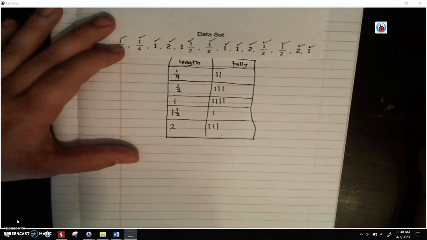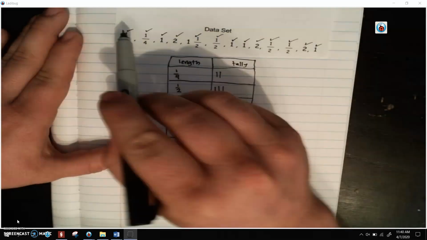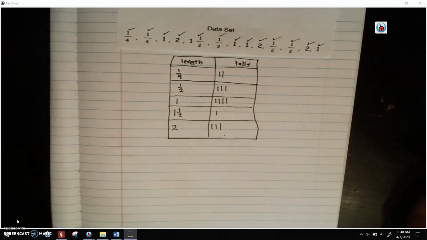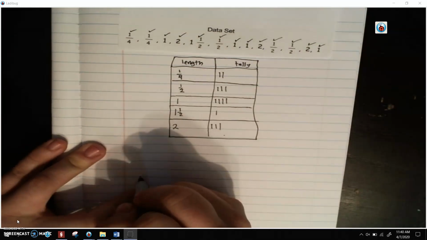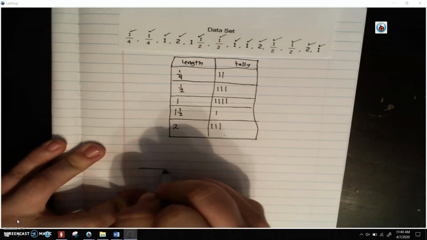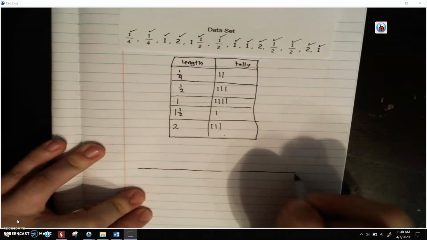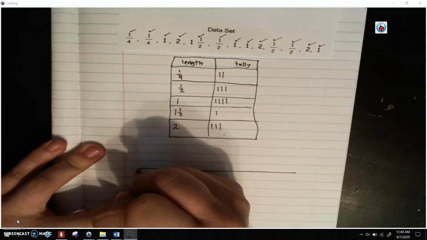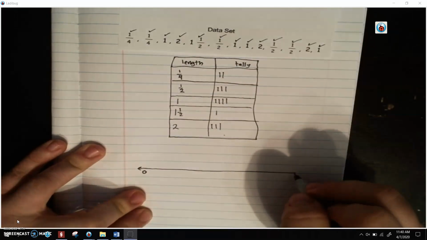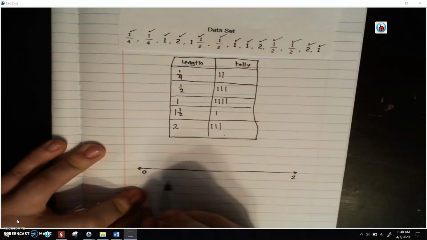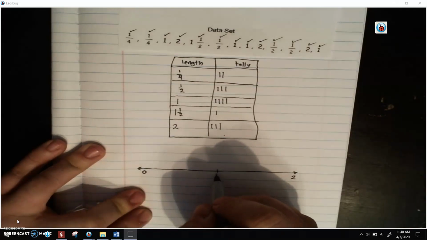All right, so now that I have my chart, it's more organized than this random set of data. I'm going to now turn it into a line plot. So for a line plot, you'll never guess what I'm going to start with. I'm going to start with a line. And then on my line plot, I'm going to start at 0. And then my biggest number that I had was 2. So over here, I'm going to put a 2. In between 0 and 2 would be 1.